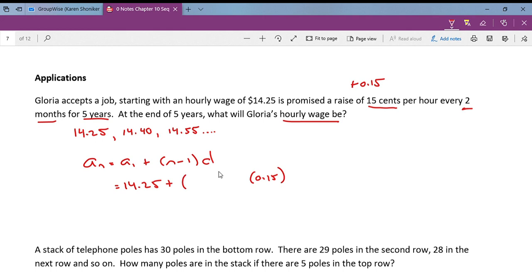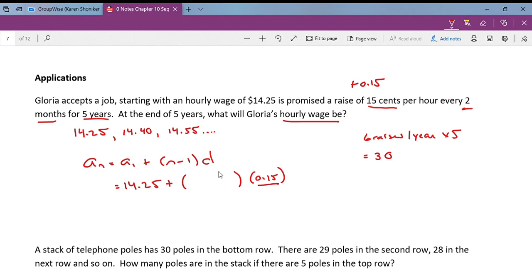My question to you is, how many times is she going to get a raise? Well, she's going to get a raise every 2 months for 5 years. So there are 12 months in a year, so she's going to get 6 raises per year for 5 years. So she's going to get 30 raises. And so I know that I'm going to be adding the common difference on 30 times.